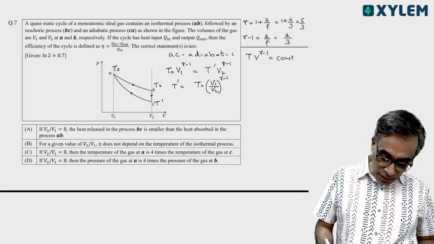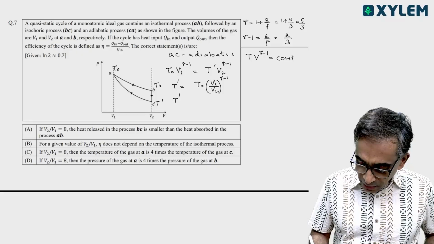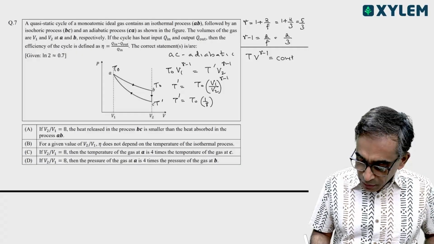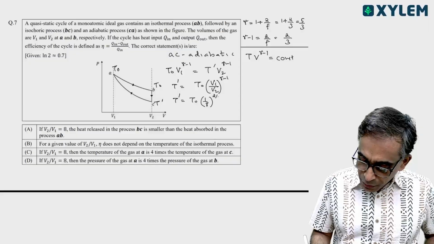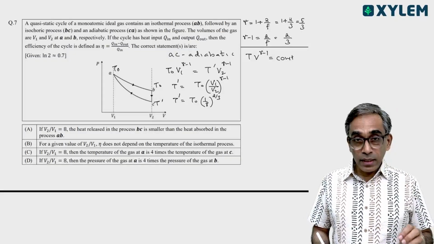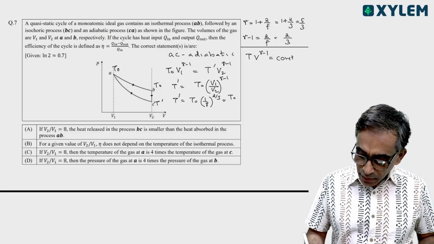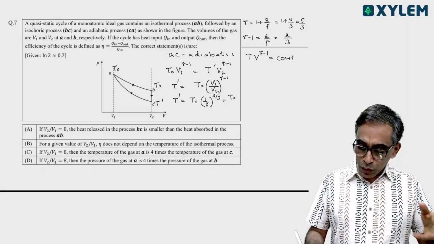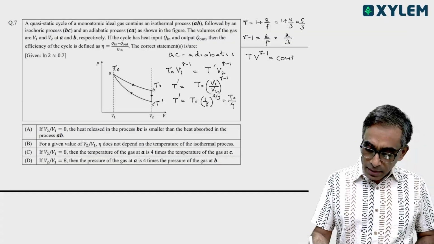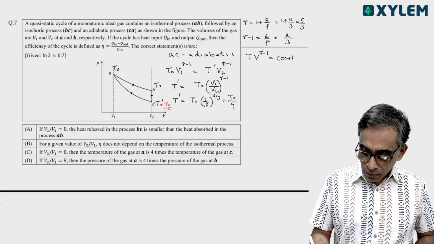V2 by V1 is given as 8. So V1 by V2 will be 1 by 8. So T dash is equal to T0 into 1 by 8 to the power 2 by 3. 1 by 8 to the power 2 by 3: cube root of 8 is 2, squared is 4. So T0 by 4. So temperature T dash is T0 by 4.